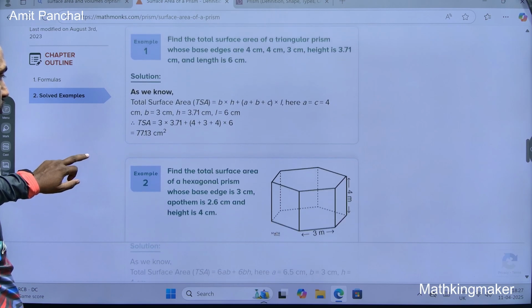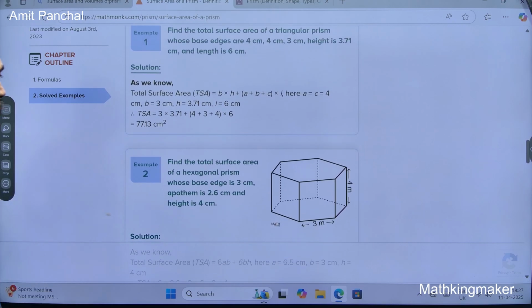Now this is another question. Find the total surface area of a hexagonal prism. It's a hexagonal prism whose base edge is 3 centimeter, apothem is 2.6 centimeter, and height is 4 centimeter. So what is apothem?